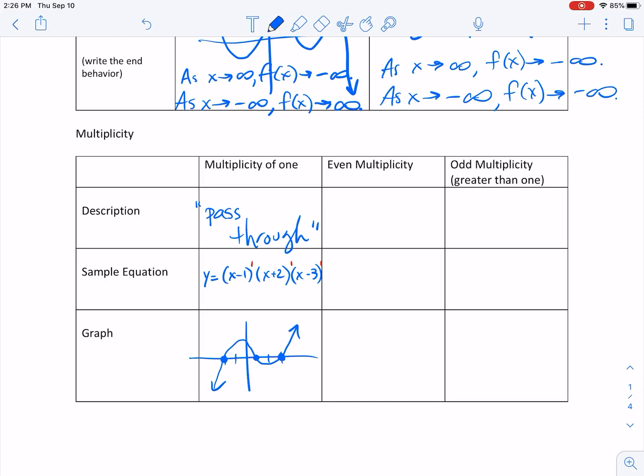An even multiplicity is where I have something like y is equal to x minus 2 squared. And then I could even have an x plus 4, which doesn't have an even multiplicity. So if we were to do something like this, this one right here is the zero that's going to have an even multiplicity, a multiplicity of 2. What that does is it bounces.